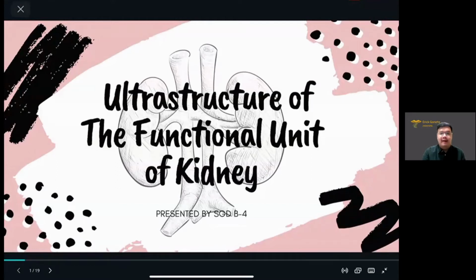Good morning, friends. So today, on this occasion, we from SGD-B4 will present our student project titled "Ultrastructure of the Functional Unit of Kidney."